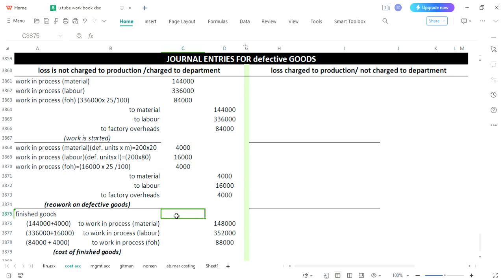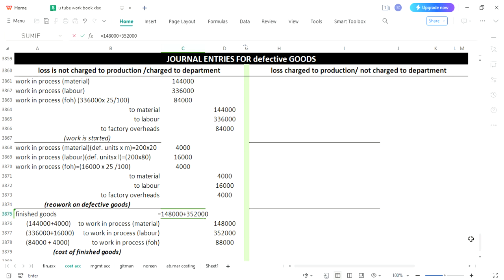The amount of debit would always be equal to the amount present on the credit side. There are three amounts present on the credit side. So you will add these three amounts and write over here, and then debit and credit side would become equal. So you will add 148,000, and you will add 352,000.